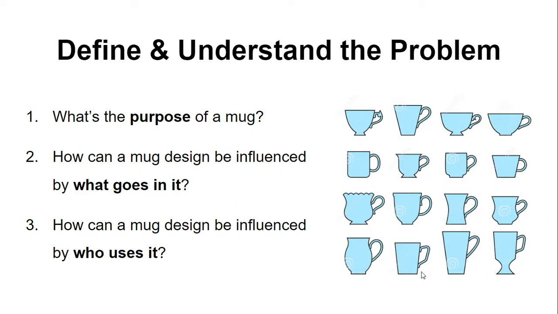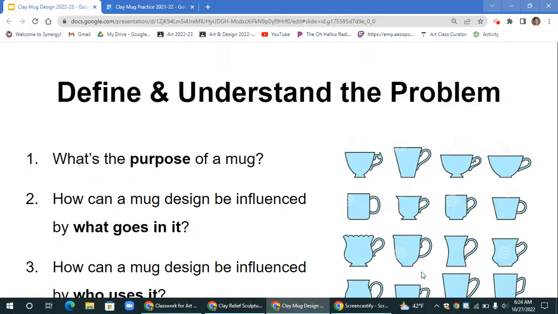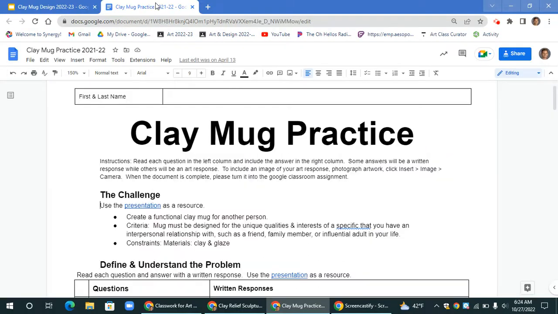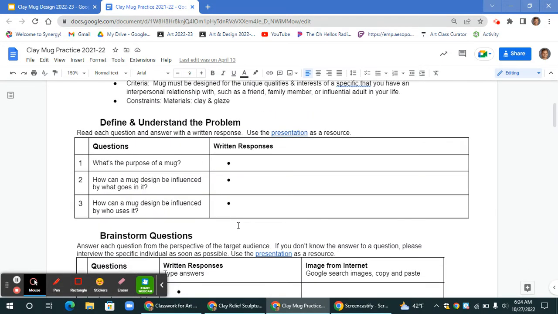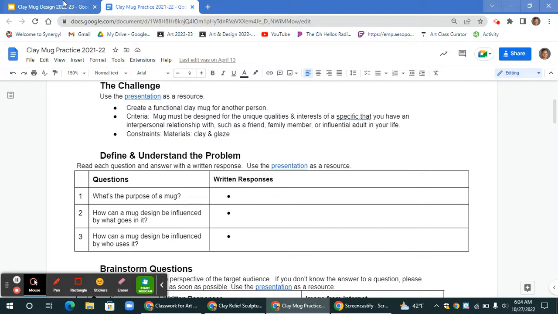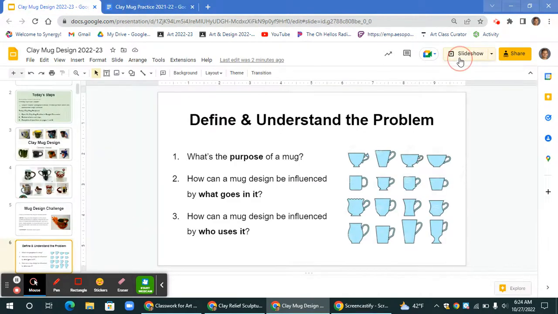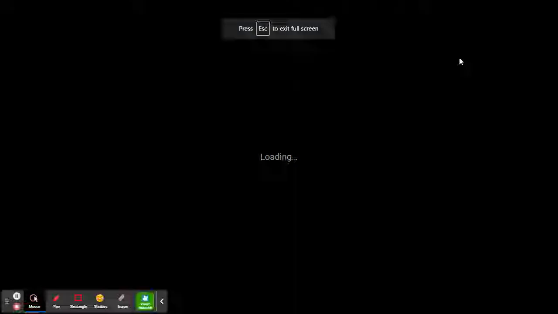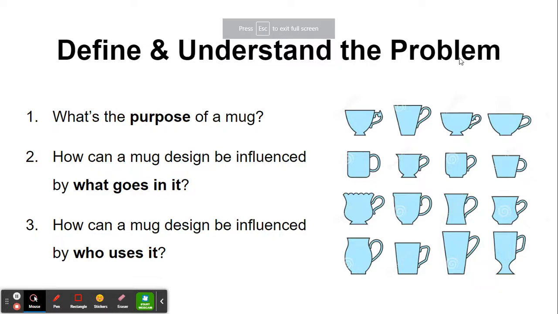What we're going to be doing to start is answering 3 questions that are found in the practice document. The practice document looks like this, and you'll notice that questions 1, 2, and 3 are on page number 1 and mimic this slideshow here. So you're going to be writing a written response for the purpose of a mug, how a mug design can be influenced by what goes in it, and how a mug design can be influenced by who uses it.